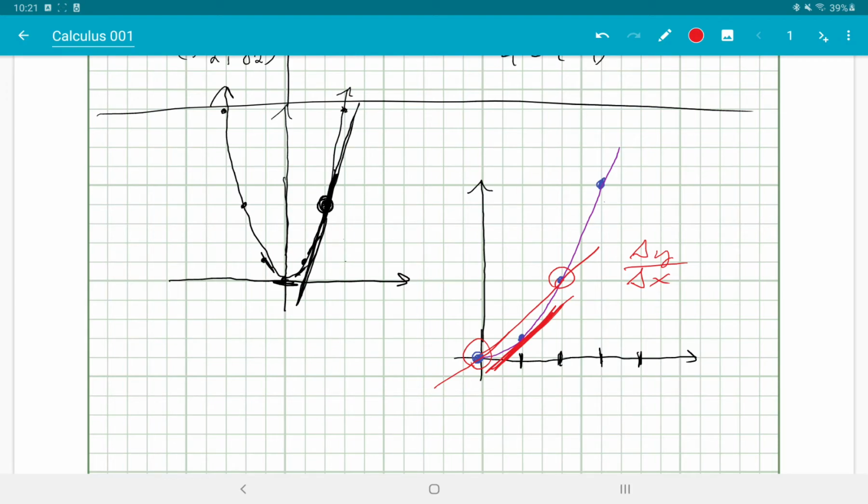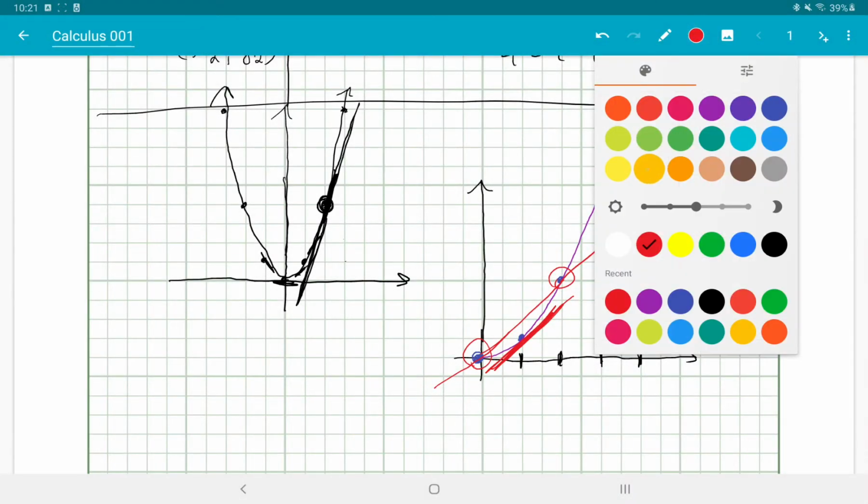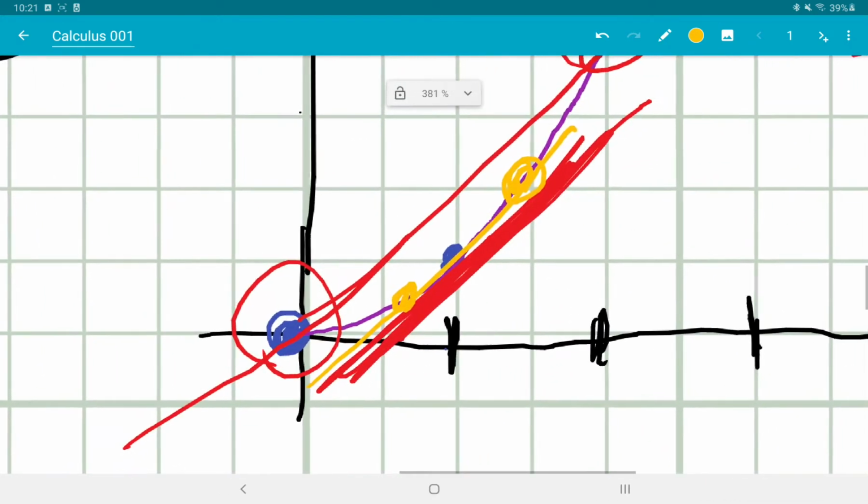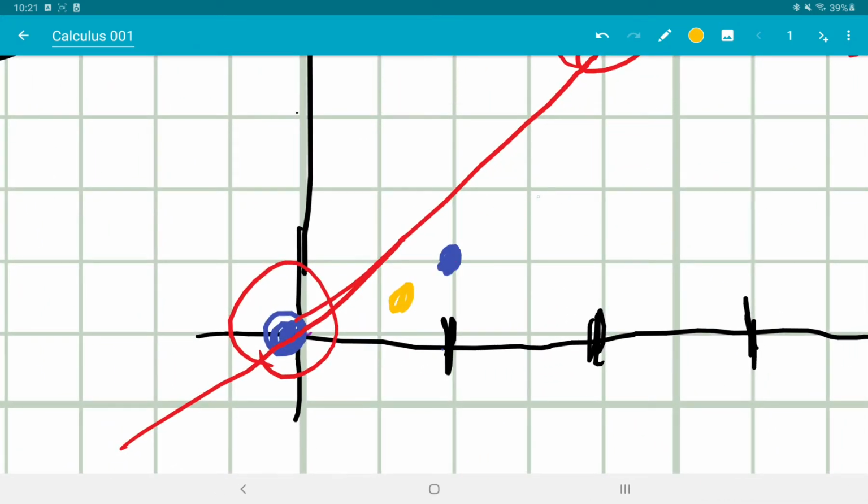Well, it turns out we can actually get more accurate if we pick another color so you can see it. If we pick a point here and a point here and draw a line, right? Let me zoom in. Let me erase this, not erase that.